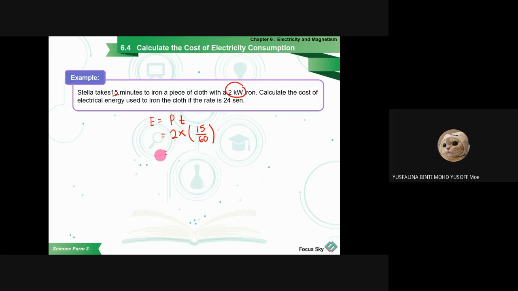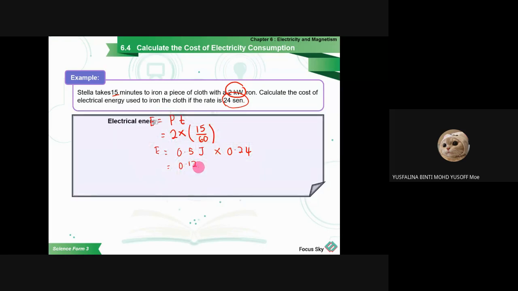So what's your answer for the energy here? Yeah, 0.5, so the energy here is 0.5 kilowatt hour. And the rate used here is 24 cents, so you multiply with 0.24. Don't multiply with 24, because this one is actually in cents. So 0.5 times 0.24. How much do you have to pay? I think like 0.12.